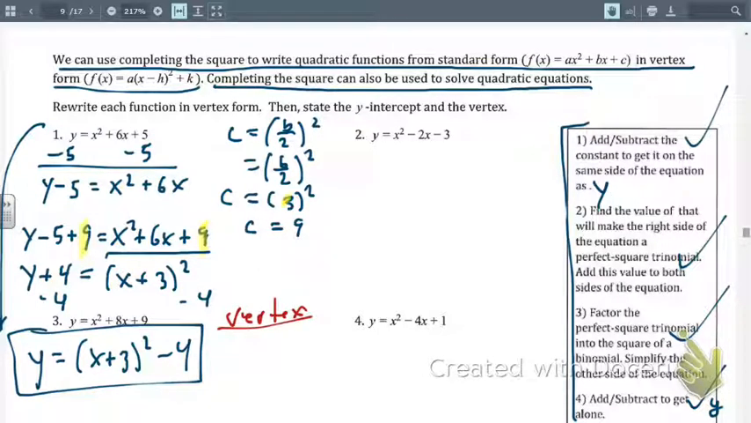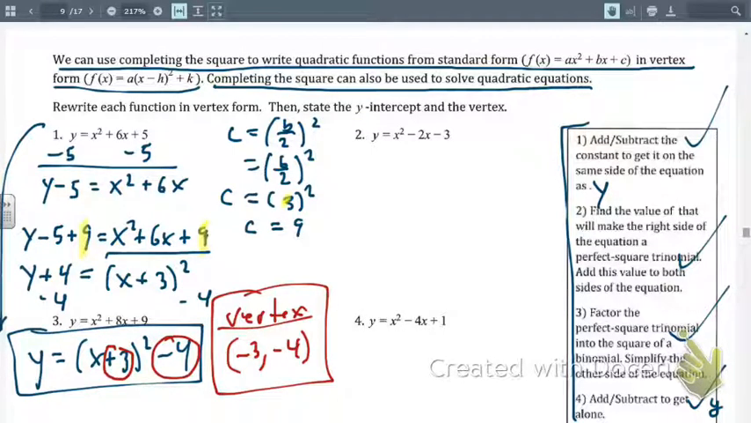So the x coordinate of the vertex is going to be the opposite of what you see there. So it's going to be negative 3. And the y coordinate of the vertex is going to be exactly what you see there, negative 4. So there's one answer. The y-intercept, well, that is going to be what your c is. So your y-intercept, where this graph will cross the y-axis, is at 0, 5.